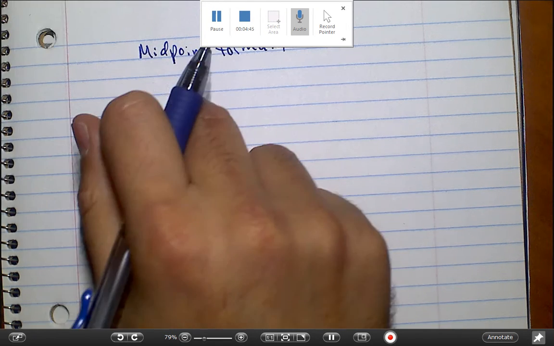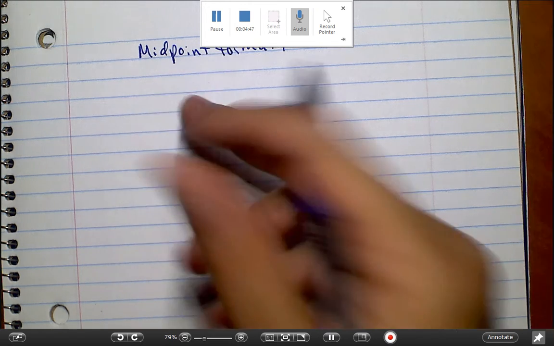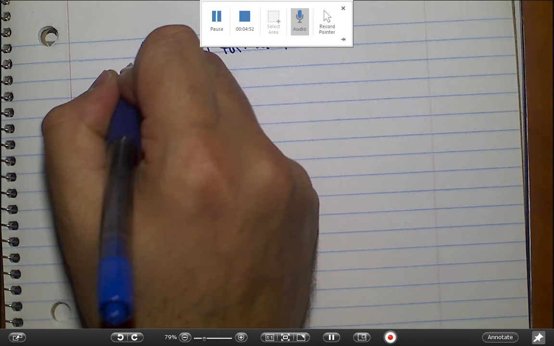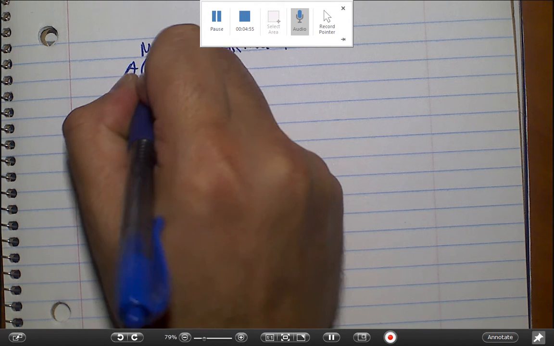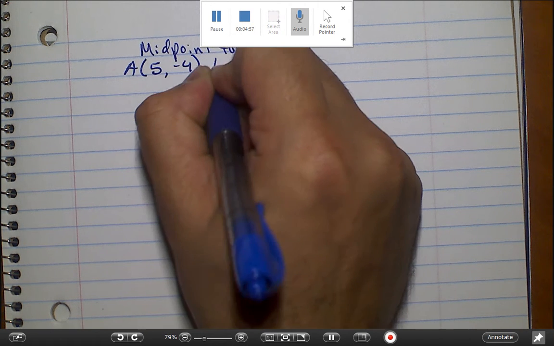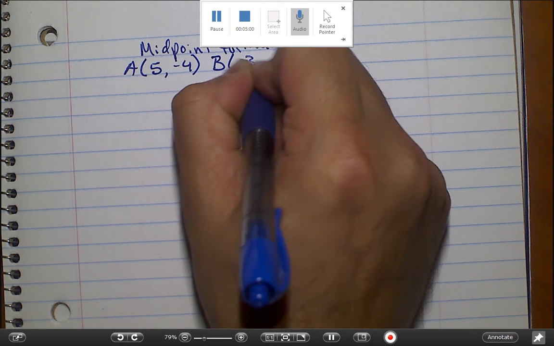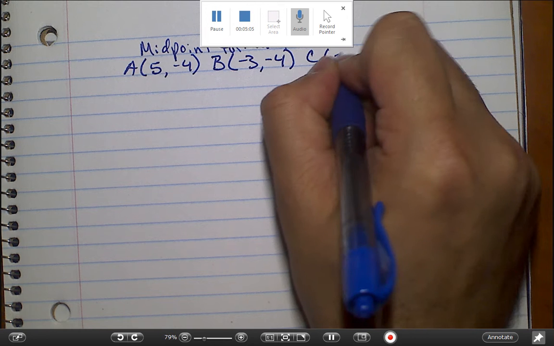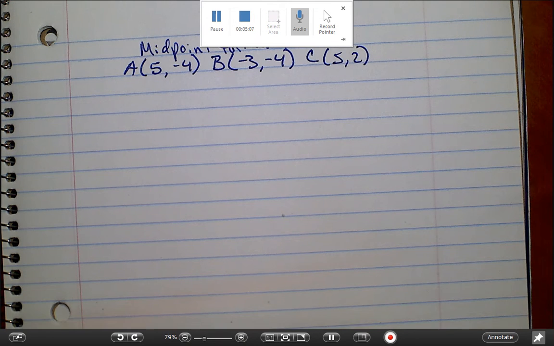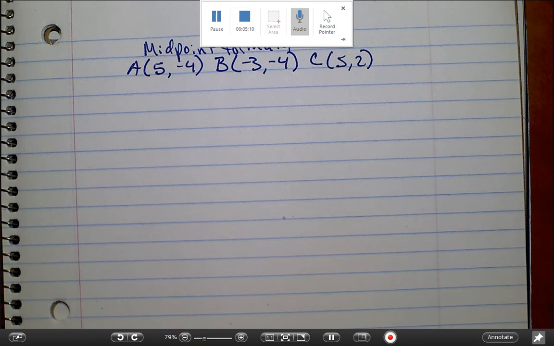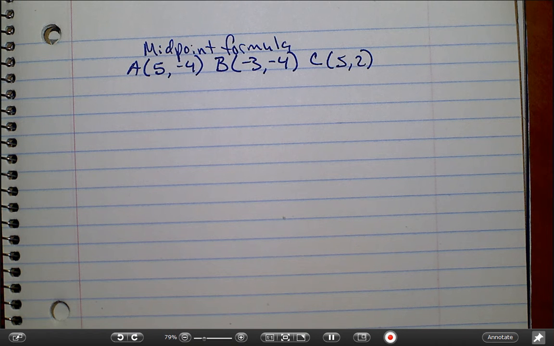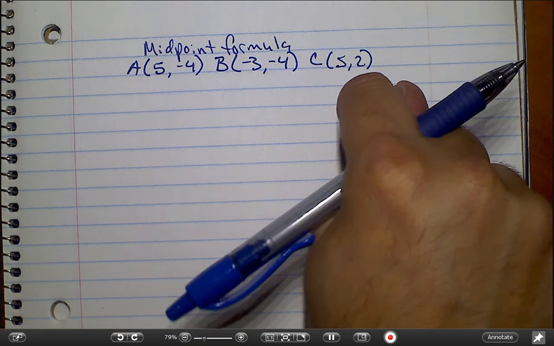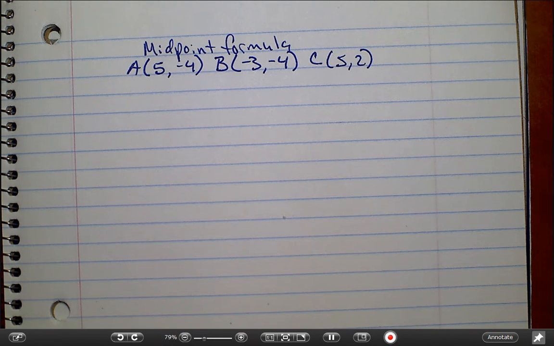For the midpoint formula, I'm going to write down the points I have on my page right here, because I'm going to need these in a minute. So A is 5, -4. B is -3, -4. C is 5, 2. So we got that. Those are the things right there.